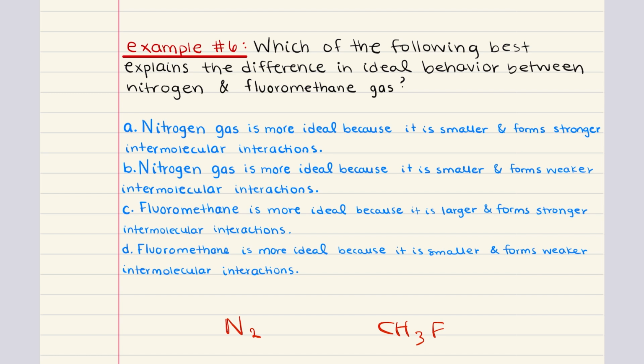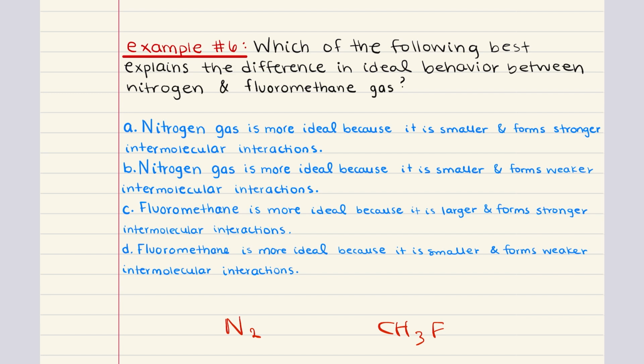A says nitrogen gas is more ideal because it is smaller and forms stronger intermolecular interactions. B says nitrogen gas is more ideal because it is smaller and forms weaker intermolecular interactions. C says fluoromethane is more ideal because it is larger and forms stronger intermolecular interactions, and D says fluoromethane is more ideal because it is smaller and forms weaker intermolecular interactions.